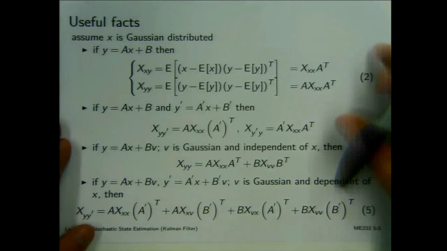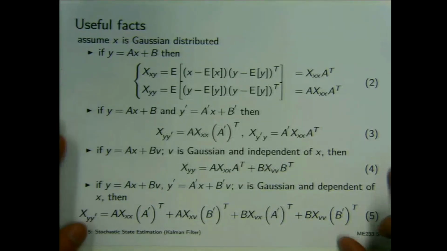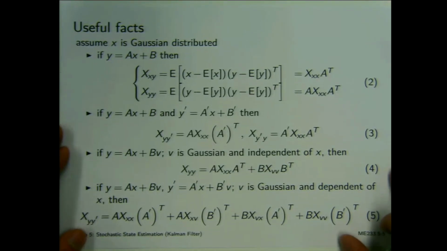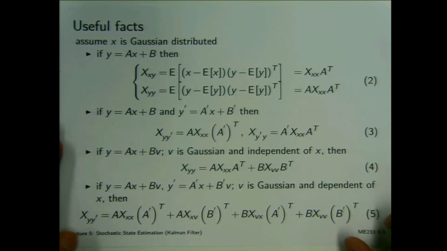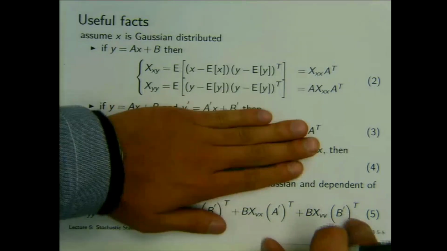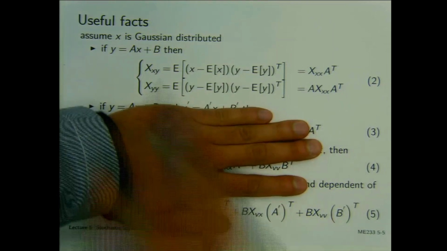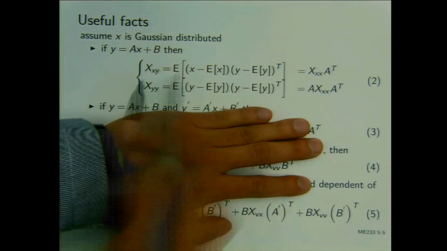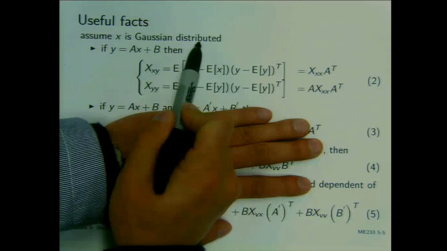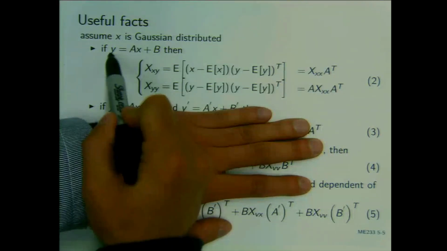This is a very important slide for today. If you understand all these equations here, then you are almost half done with understanding the Kalman filter. It's a quick summary of what I used in the last lecture. Let's go over these four very useful facts. Suppose x is Gaussian distributed. Then, because of that, y is also Gaussian.